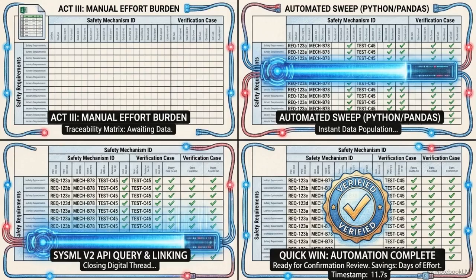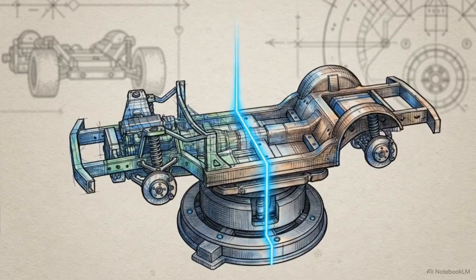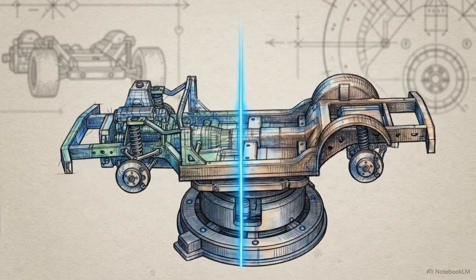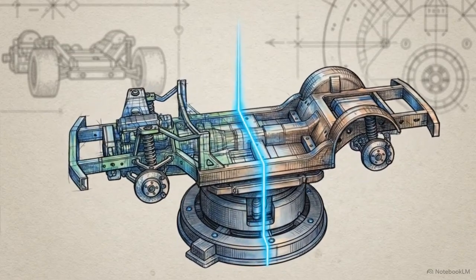By using automation to generate the tedious paperwork for a confirmation review, like traceability matrices, the system saves engineers days of manual effort. When automation removes the administrative burden, engineering culture shifts. Confirmation reviews become an objective, integrated part of the design process, providing a continuous proof of system integrity.